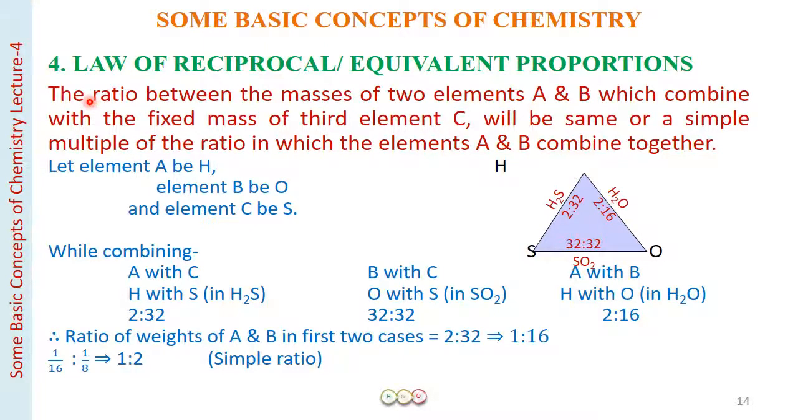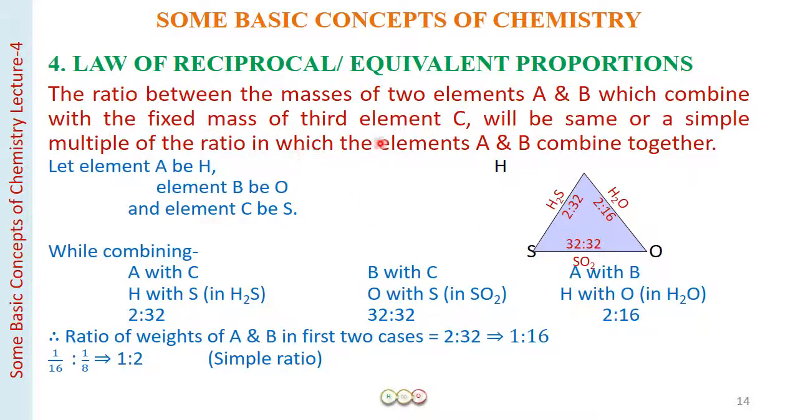It states that the ratio between the masses of the two elements A and B, which combine with the fixed mass of the third element C, will be the same or a simple multiple of the ratio in which the elements A and B combine together. So this is a bit confusing. Don't worry. Let us see it again.